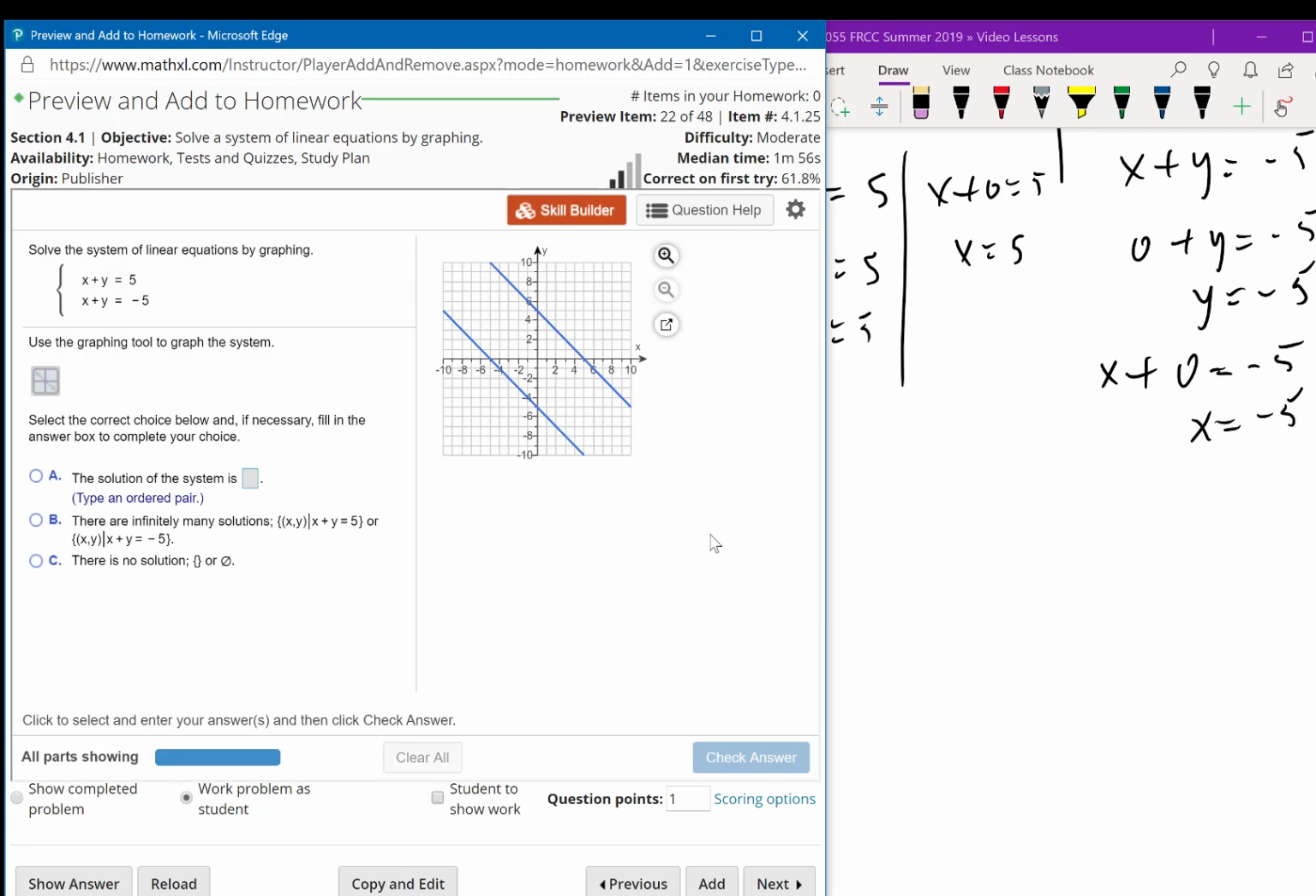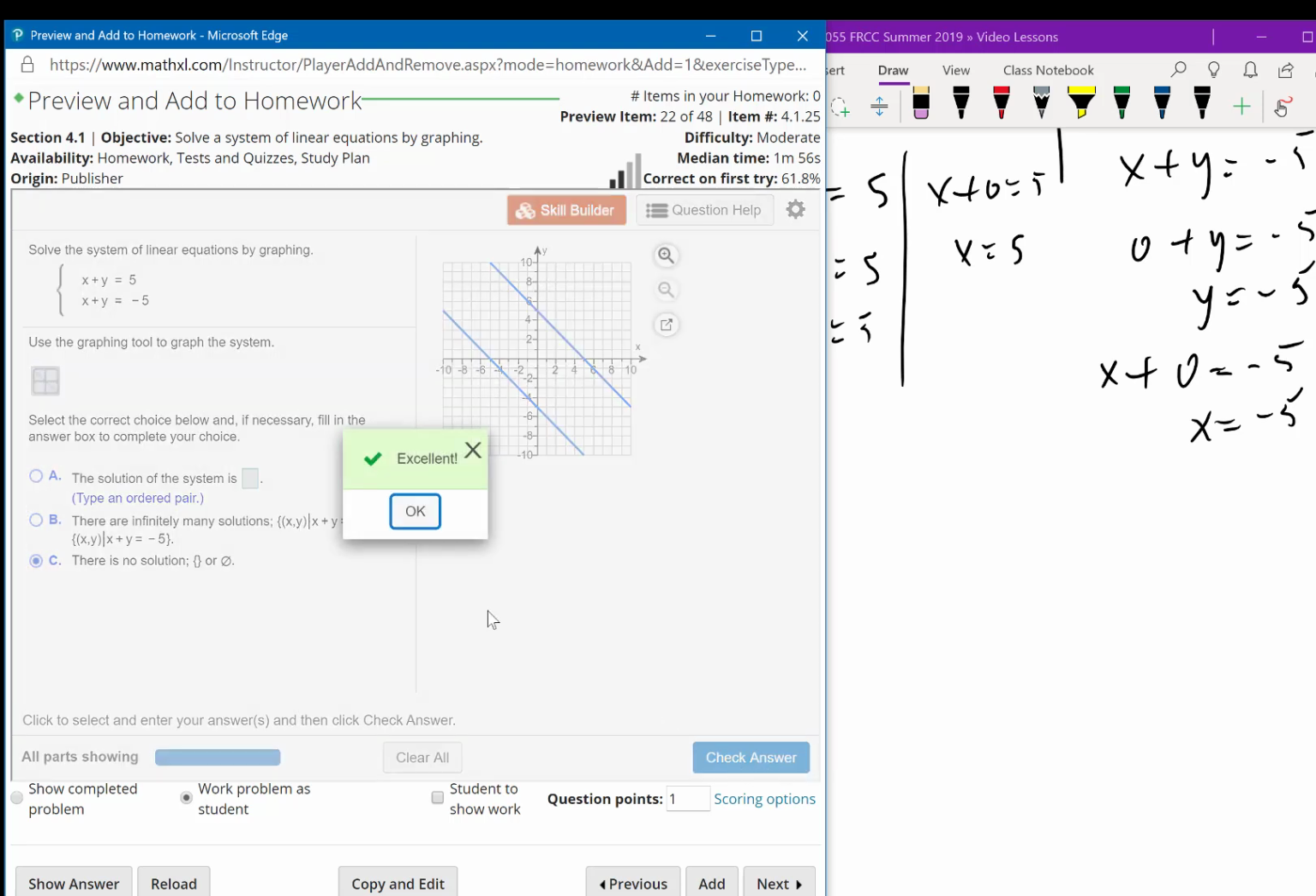We have the correct lines. Since the lines are parallel, that means there is no solution because the lines do not intersect. So here we just come over here and we will check no solution. Okay, and notice that we got that correct.